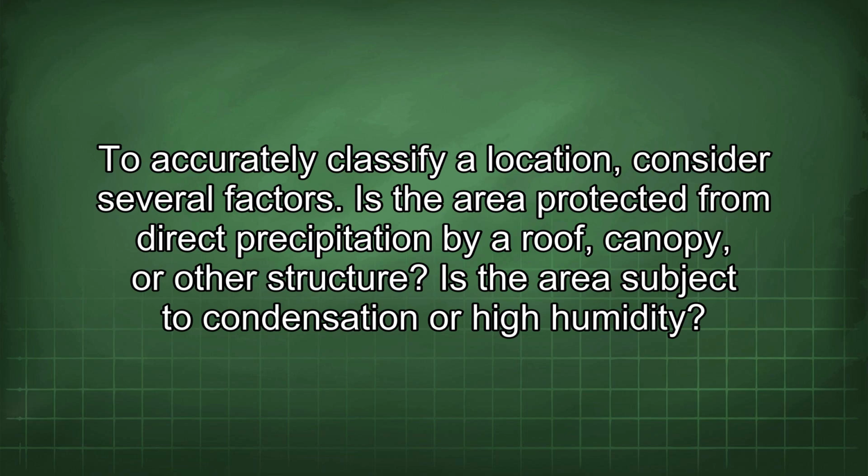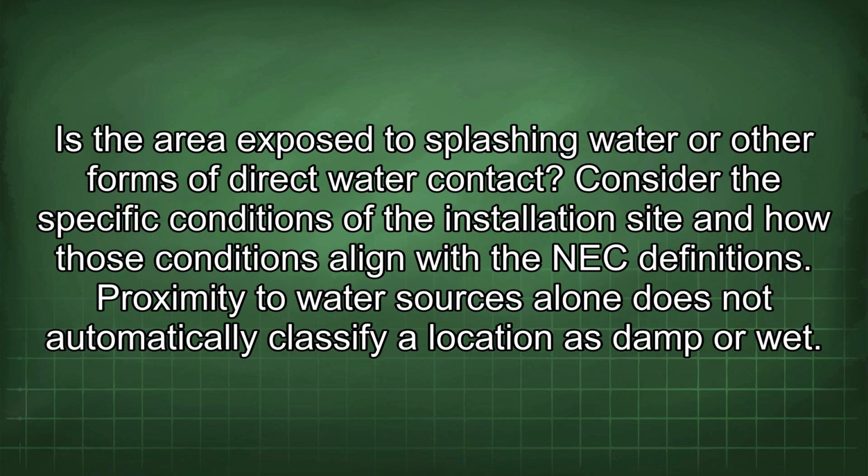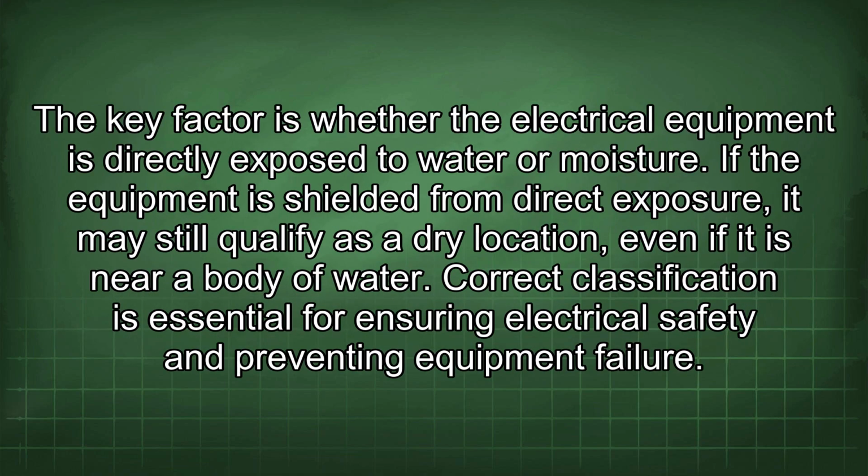To accurately classify a location, consider several factors. Is the area protected from direct precipitation by a roof, canopy, or other structure? Is the area subject to condensation or high humidity? Is the area exposed to splashing water or other forms of direct water contact? Consider the specific conditions of the installation site and how those conditions align with the NEC definitions. Proximity to water sources alone does not automatically classify a location as damp or wet. The key factor is whether the electrical equipment is directly exposed to water or moisture. If the equipment is shielded from direct exposure, it may still qualify as a dry location even if it is near a body of water.